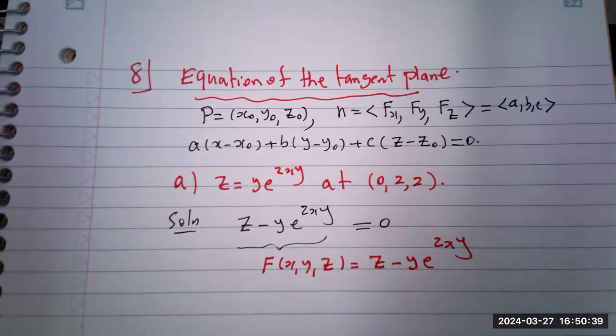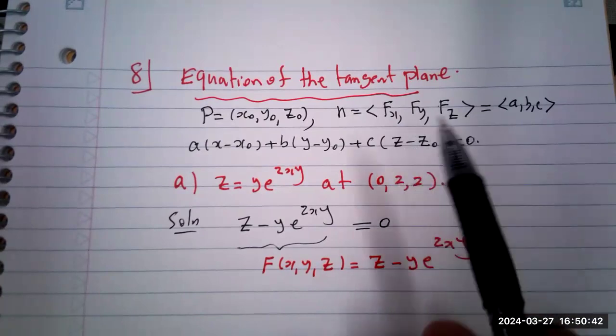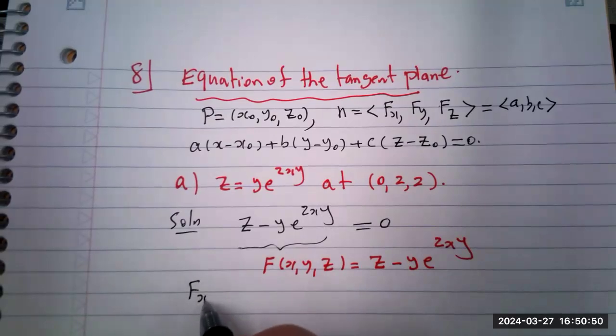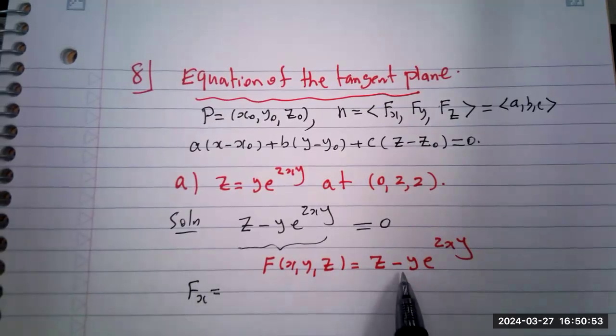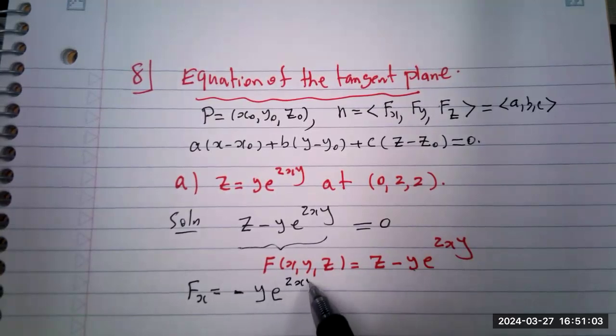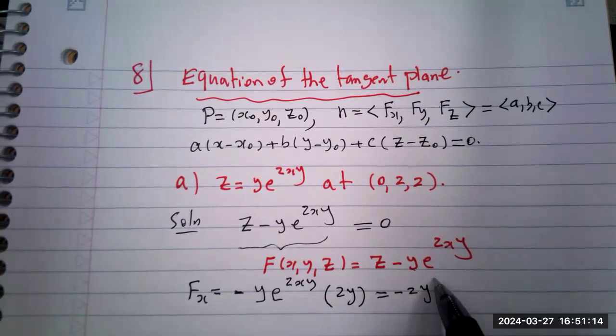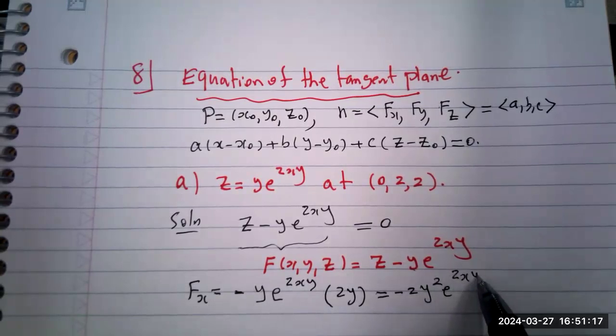So there you are. Quickly find the gradient, the partial derivatives at this point. I go with f sub x first. If you focus on x, this would be 0. There's no x here, so just the exponential part: minus y, the e function is the e function, but you have to multiply by u prime. What is u prime? The derivative of the top with respect to x, which is 2y. That gives you negative 2y squared e to the 2xy.